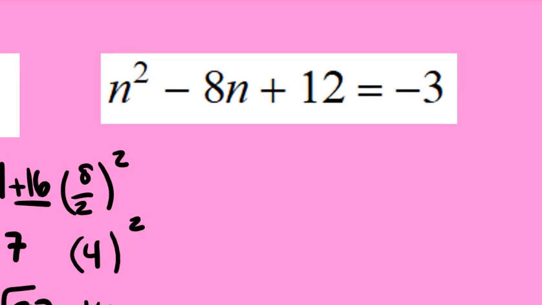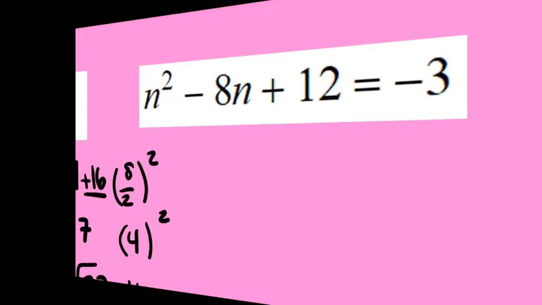Now we got one other example here, and that's this one: n squared minus 8n plus 12 equals negative 3. So go ahead and pause, and then come on back, check yourself, make sure that you're all good.